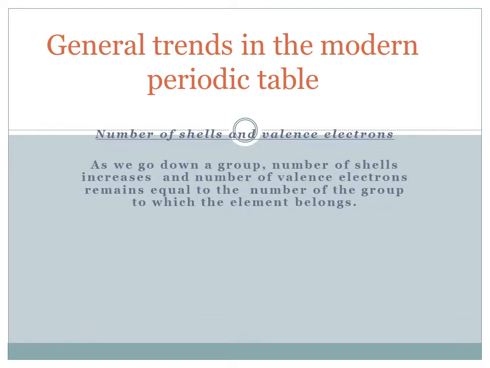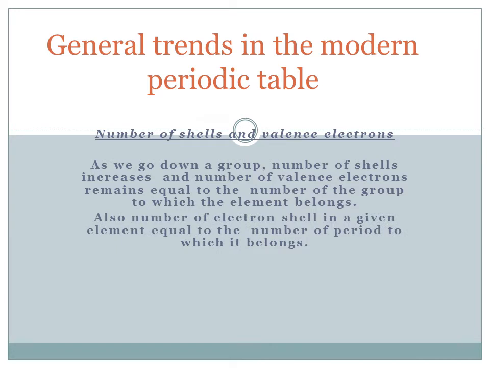As we go down a group, number of shells increases and number of valence electrons remains equal to the number of the group to which the element belongs. So when we go down a group, number of shells increases. The number of valence electrons in a group remains the same and it is equal to the number of the group to which the element belongs.